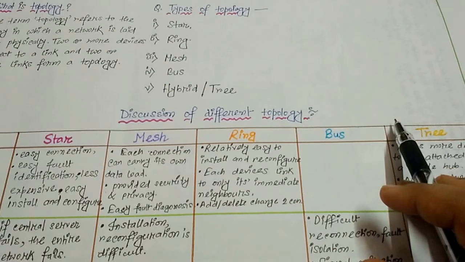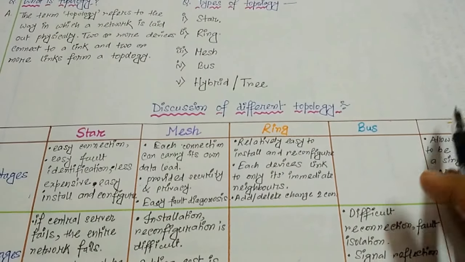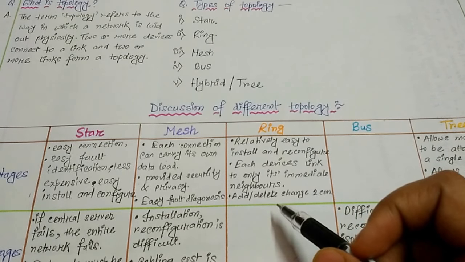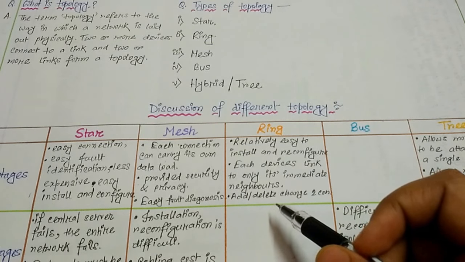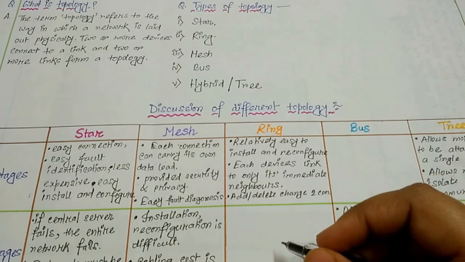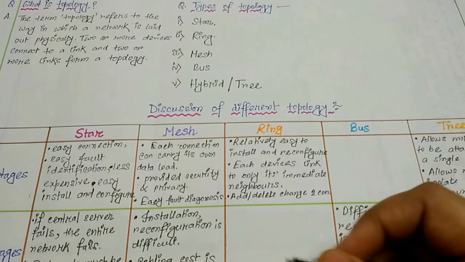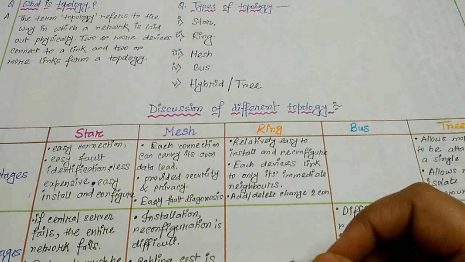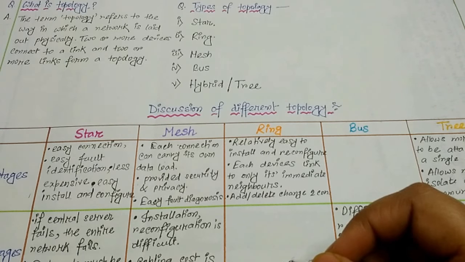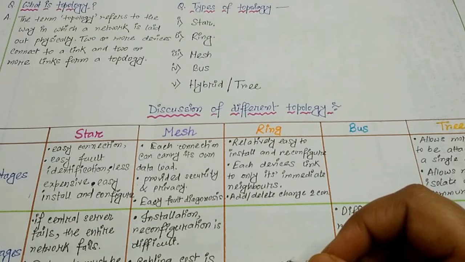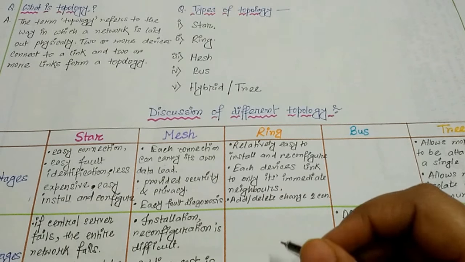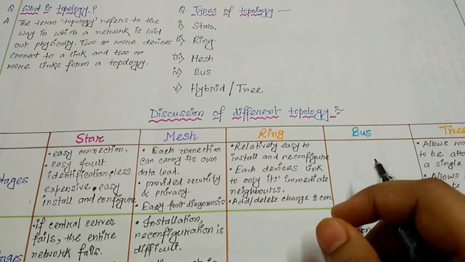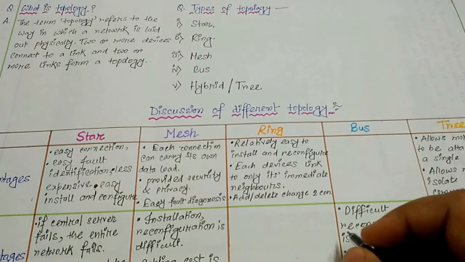Now there are also some advantages and disadvantages. The advantages are: relatively easy to install and reconfigure. Each device is linked only to its immediate neighbors, so adding or deleting a device requires changing only two connections. And fault isolation is simplified. The disadvantage is unidirectional traffic.